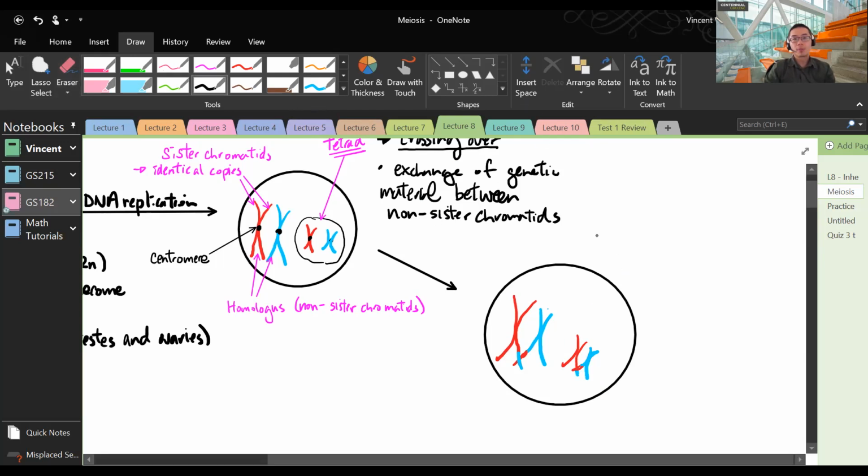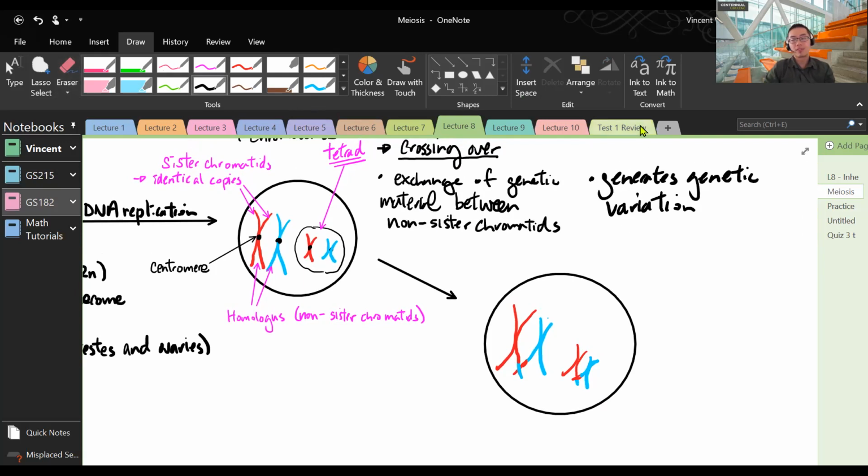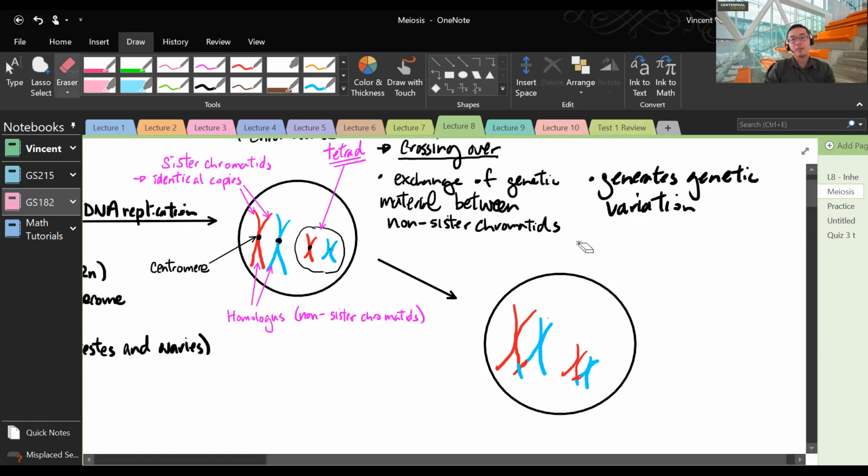So what is the purpose of crossing over? Exchange of genetic material between non-sister chromatids. This generates genetic variation. That's the reason why we look different from our parents. We're not going to be identical copies of them because of this crossing over.